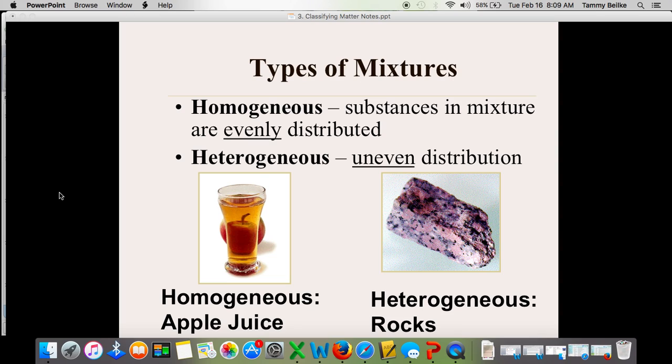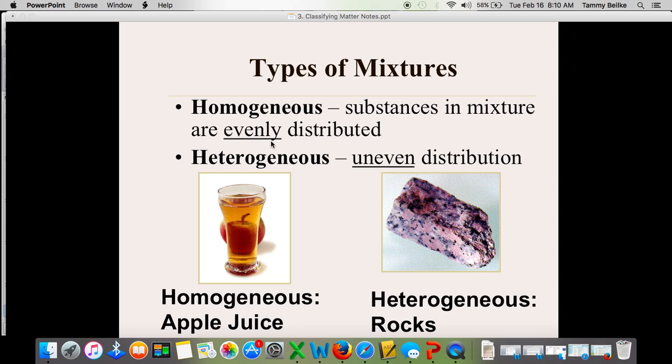Okay, types of mixtures. So we've got two different types of mixtures. There's homogeneous mixtures and there are heterogeneous mixtures. Homogeneous mixtures just means that all of the components within the mixture are evenly mixed or evenly distributed. It has nothing to do with how much of each of the components is in it.